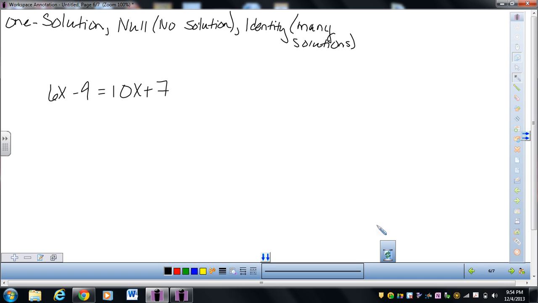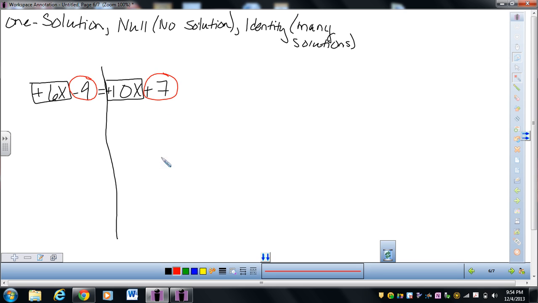Okay, let's try the next one. We have 6x minus 9 equals 10x plus 7. So let's go ahead and box everything that's got a variable and make sure we give it a sign if it doesn't have one. If it doesn't have a sign, we automatically know it's positive. And then we will circle our numbers that do not have a variable attached.